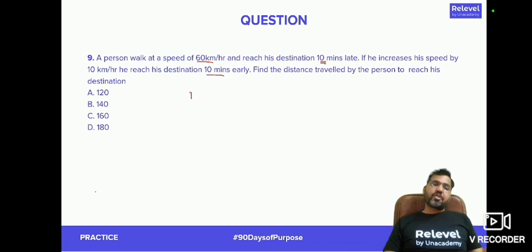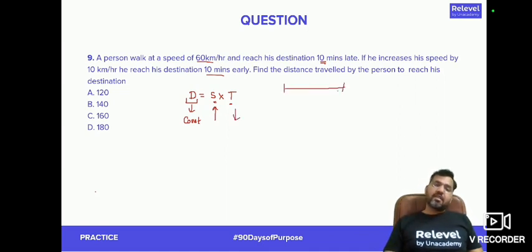the proportionality concept of time, speed, and distance is a concept which is used in most of the questions. And what is that concept? Everybody knows that distance is equal to speed into time. If I keep the value of the distance constant, then speed and time will be inversely proportional to each other. That means if speed goes up, then the time goes down. It's very basic to understand.